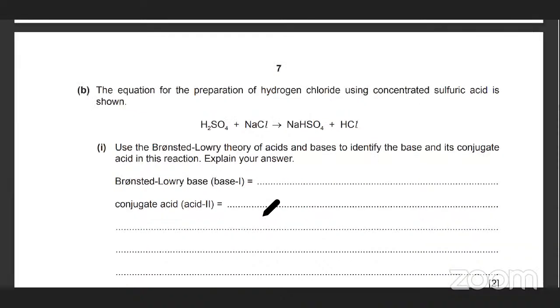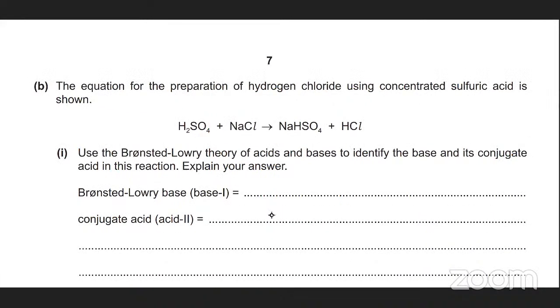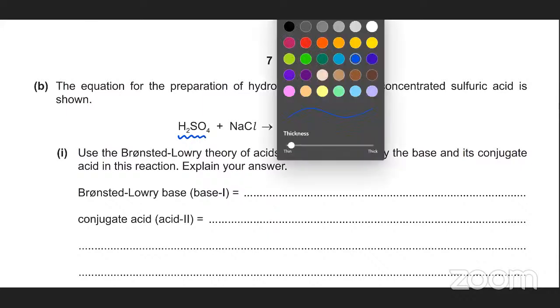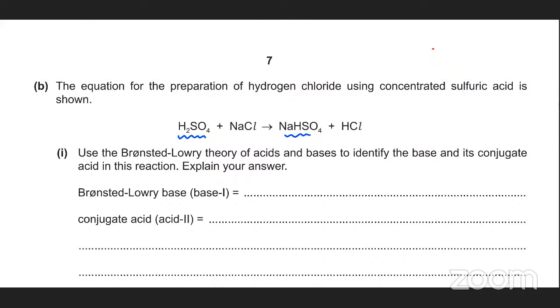So who's the one who's losing the H plus ion? If you look carefully, it's H2SO4. That is obviously the acid. Why? Because it just lost an H plus ion. And who's the Bronsted-Lowry base? That is your Cl minus ion, because your Cl minus ion ended up gaining an H plus ion. So the base is going to be Cl minus, and the conjugate acid is the reverse.